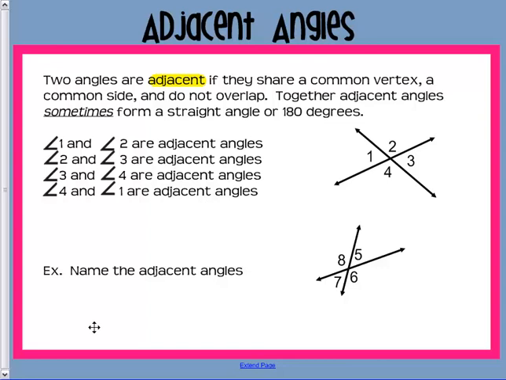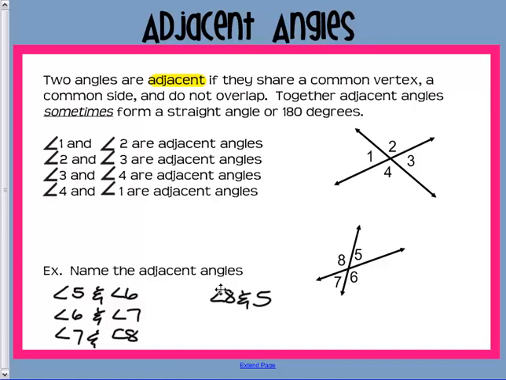Okay? So name the adjacent angles in this one. Go ahead and pause it. I'm going to show you right now. Okay, if we look at angle 5, it's adjacent with angle 6. Angle 6 is adjacent with angle 7. Angle 7 is adjacent with angle 8. And angle 8 is adjacent with angle 5.